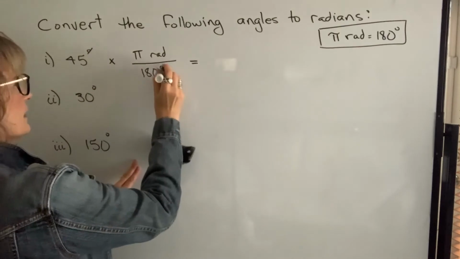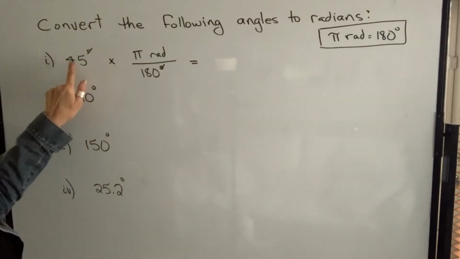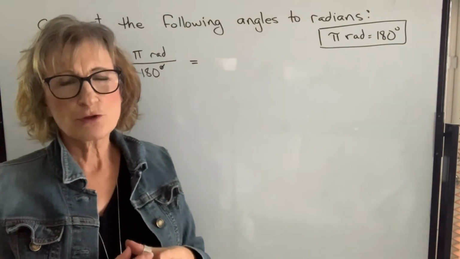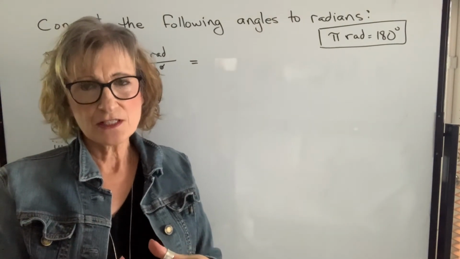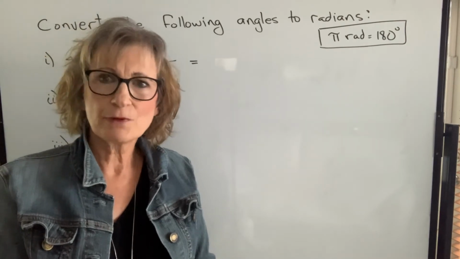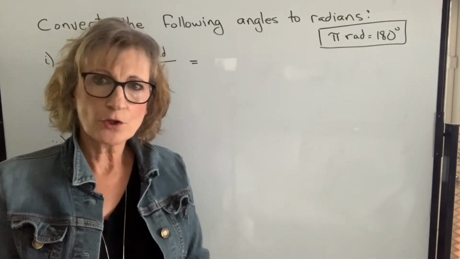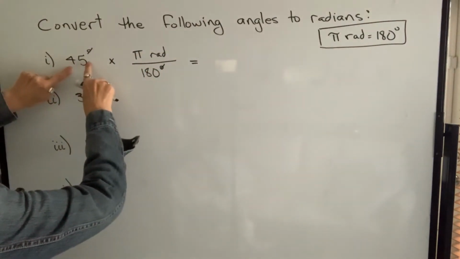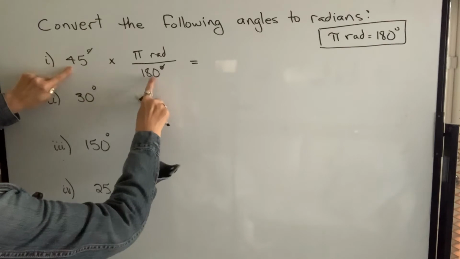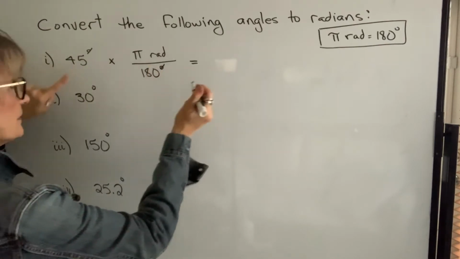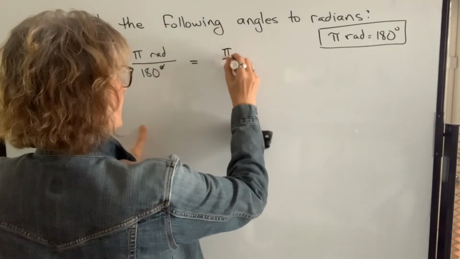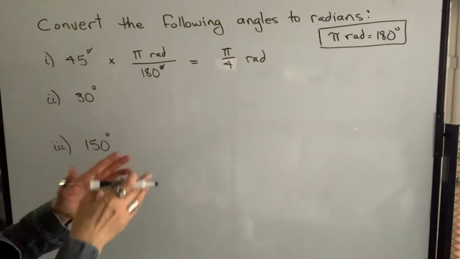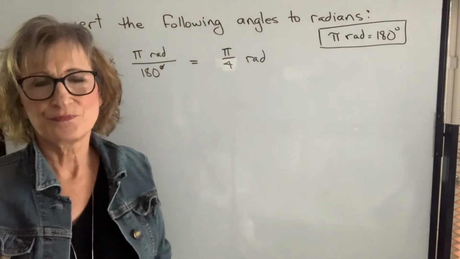So the degrees will cancel. And when we are converting to radians, we try to keep it as a neat fraction in terms of pi rather than writing it as a decimal value. It's not always going to be possible, but in this case it is, because I can cancel. 45 goes into here once, 45 goes into 180 4 times. So this will be equivalent to pi over 4 radians. And I'm going to write radians just so that there's no confusion.